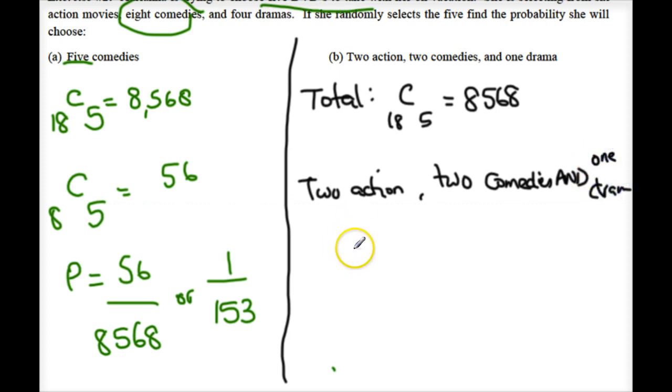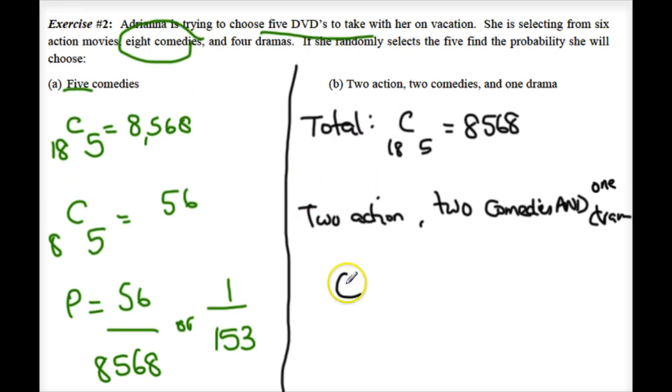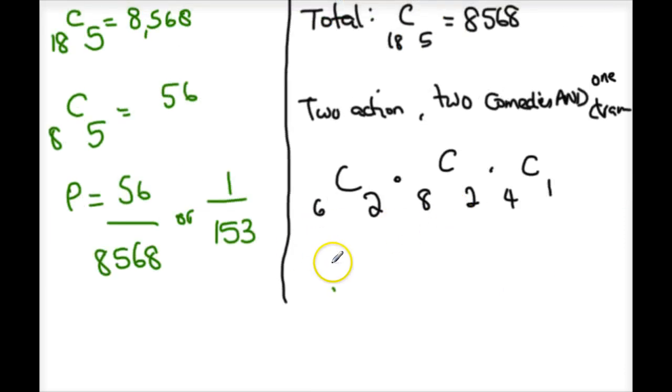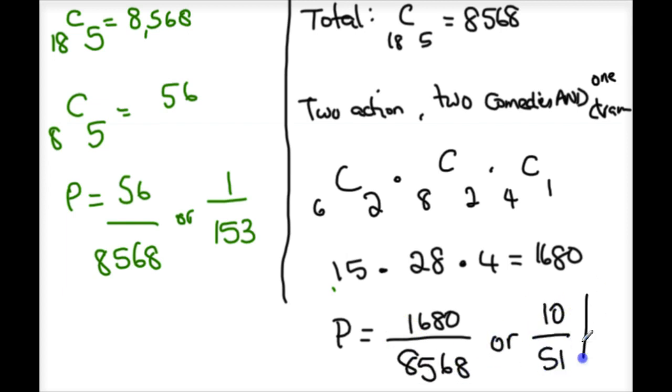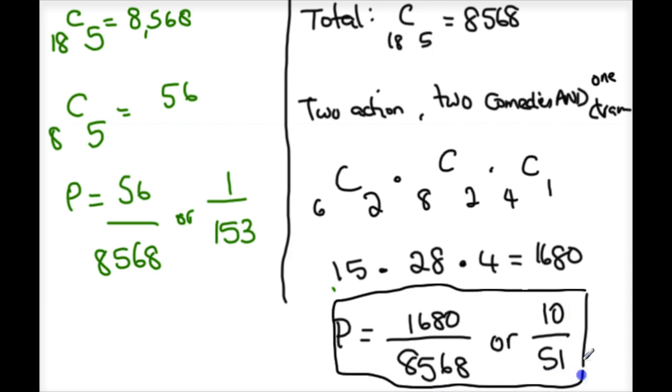2 action, a total of how many actions she had? There are 6 actions. She wants to choose 2. Comedies, there are 8 comedies. She's choosing 2. And in drama, there's 4 dramas. She's choosing 1. If I multiply this out, I get 15 times 28 times 4, which gives me 1680. So the probability would be 1680 over the total up here, which is 8,568. You could simplify this to 10 over 51. It doesn't matter. Either one is correct if they didn't say to simplify.